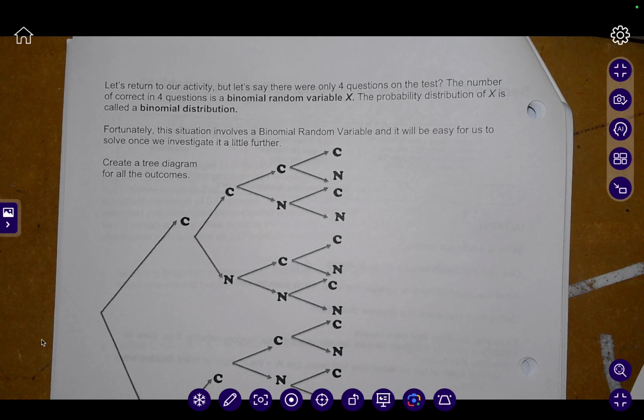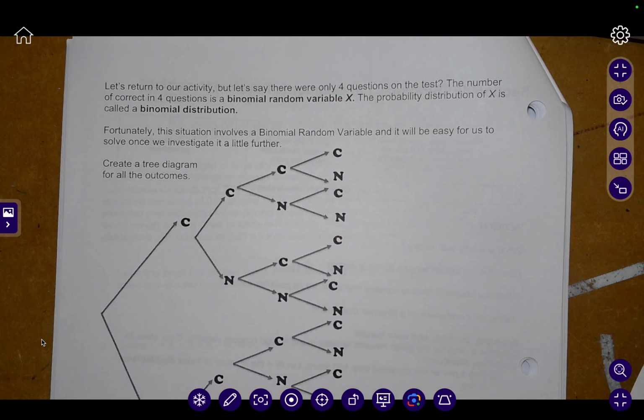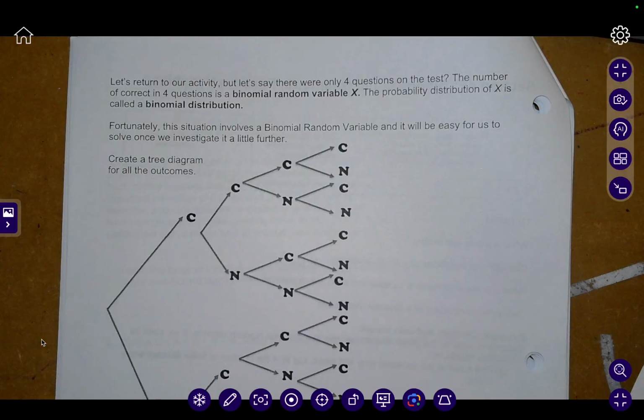Each guess is independent of what happened before. There was a fixed number of trials. In this case, I'm just saying there's 4. The probability of being right. So again, if there's 5 answer choices on a test, you have a 1/5 chance of being correct, and that's always going to stay constant.